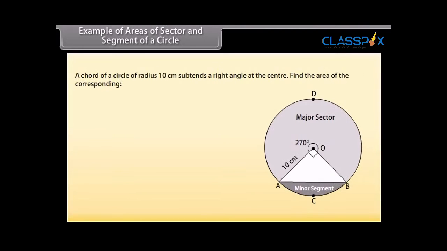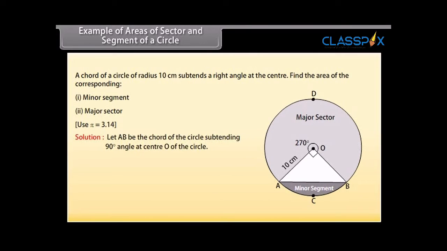Example of areas of sector and segment of a circle. A chord of a circle of a radius 10 cm subtends a right angle at the center. Find the area of the corresponding 1. Minor segment, 2. Major sector. Use pi as 3.14.